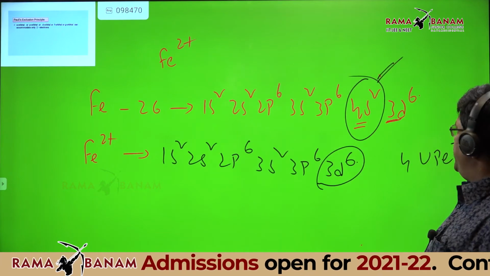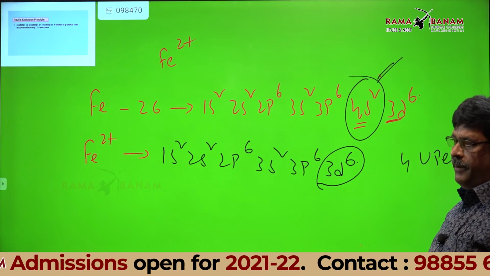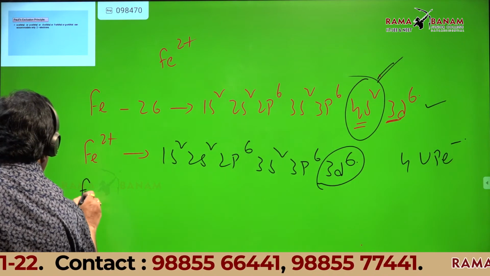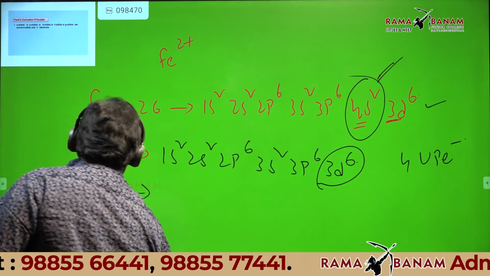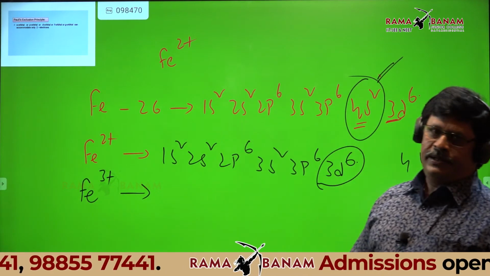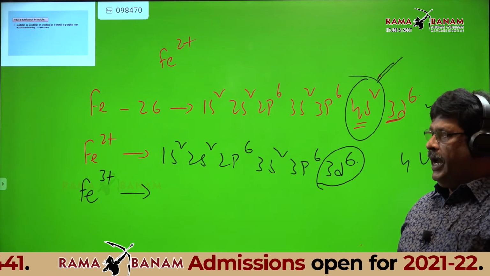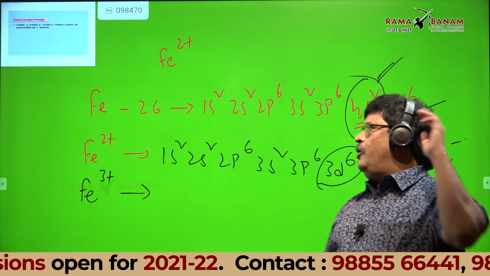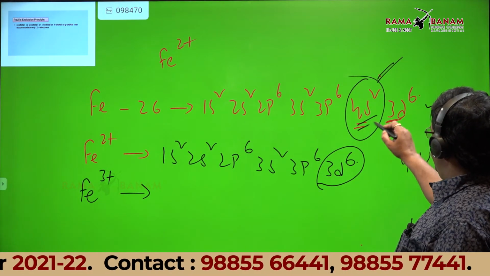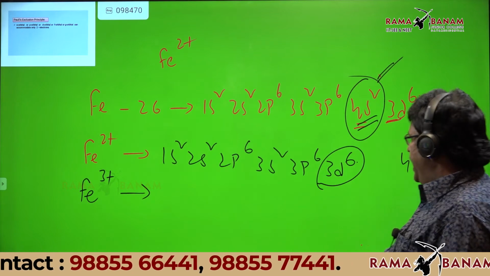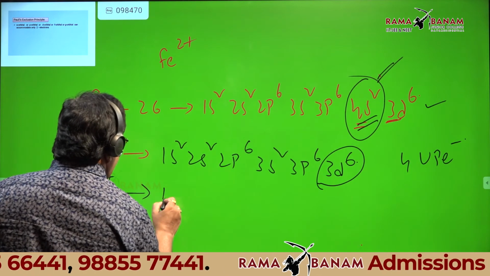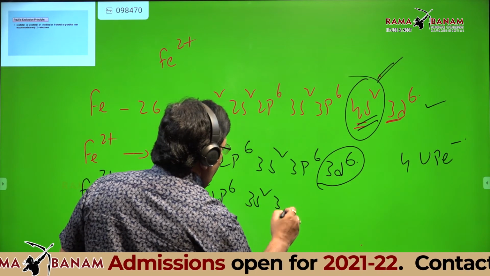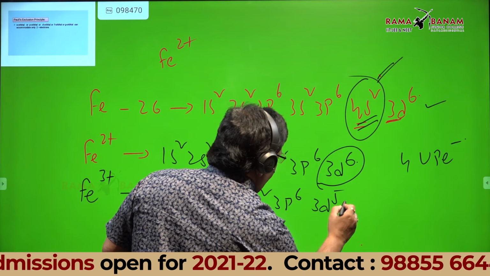3d5, sir. See students, see this slide one more time. Fe is this. We want Fe3+, which means iron should lose 3 electrons. Remove first 2 from the outer shell and 1 from 3d. Then it becomes 3d5, with 5 unpaired electrons.